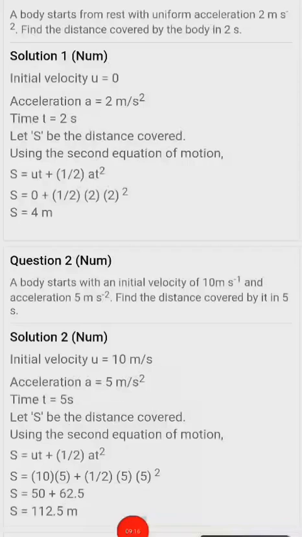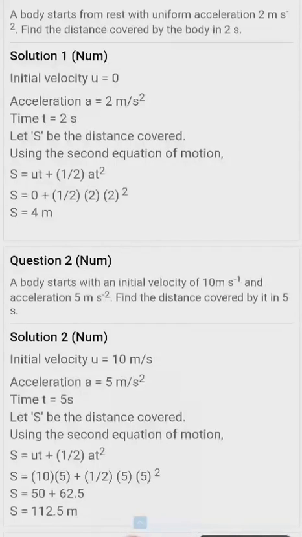Clear? Next exercise 2C. For this, you have to use 3 formulae which we have studied. Those 3 formulae are called kinematical equations. I will just dictate the formula. You can just make a note of it because we will have to use it. First formula is V is equal to U plus AT. Second formula, S is equal to UT plus half AT square. And the third formula is V square is equal to U square plus 2AS.